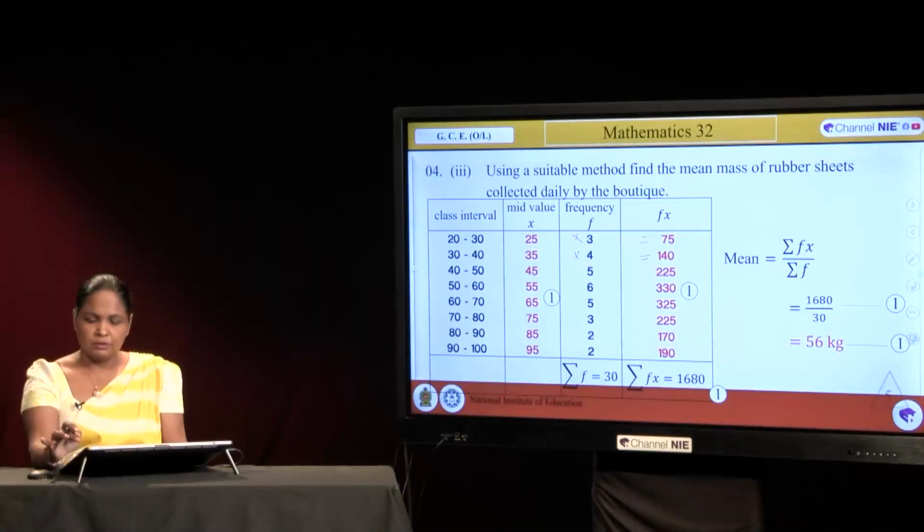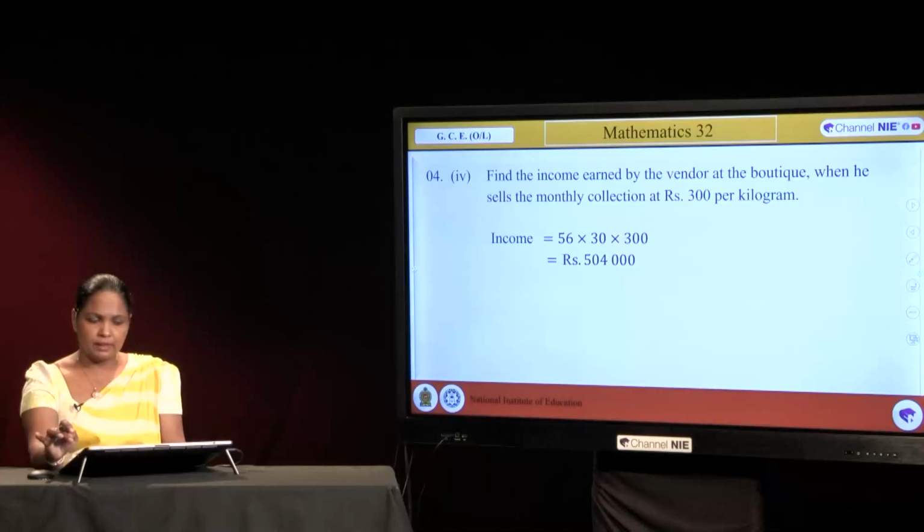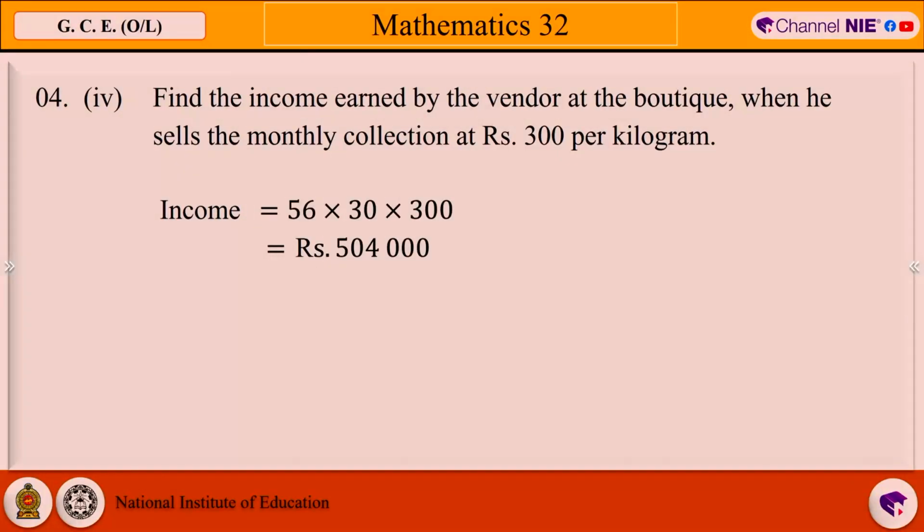Right. So, after completing this step, we have to move on to the fourth part. It says to find the income earned by the vendor at the boutique when he sells the monthly collection at 300 rupees per kilogram. How do you calculate the income? We will see. You know that we got 56 as the mean value per day, and there are 30 days per month. Then for 1 kilo it is 300 rupees.